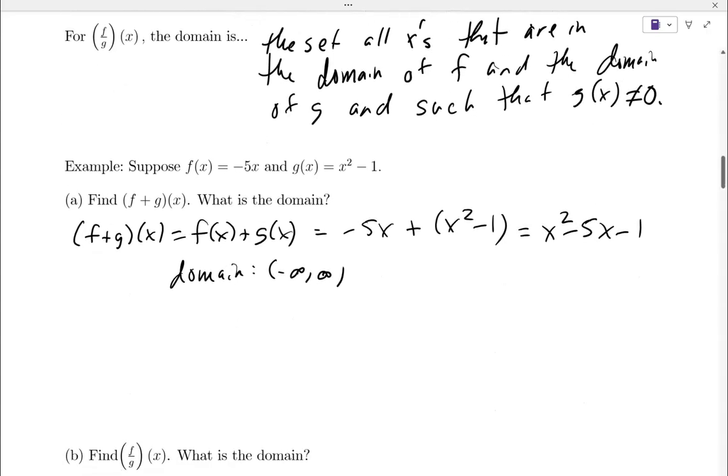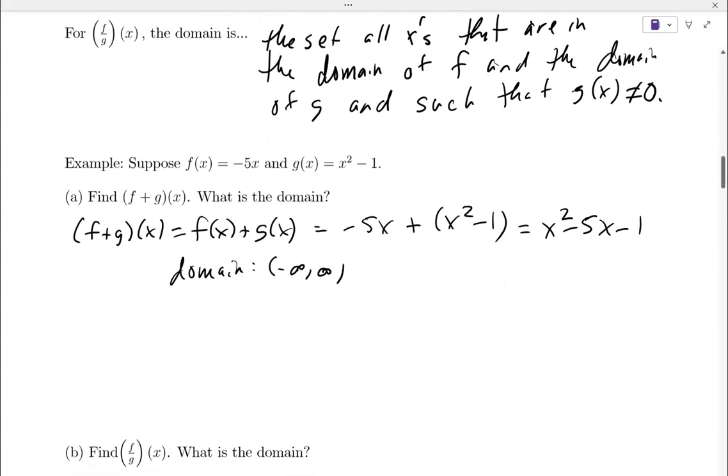Is the domain going to change if we did f minus g or f times g? Would the domain change, or would the domain stay the same? Stay the same, okay? So your domain for the sum, the difference, and the product would be exactly the same. So if you were asked what's the domain of f minus g of x, or f times g of x, it's still minus infinity to infinity. We didn't introduce anything bad when we do those operations. But let's look at part B.